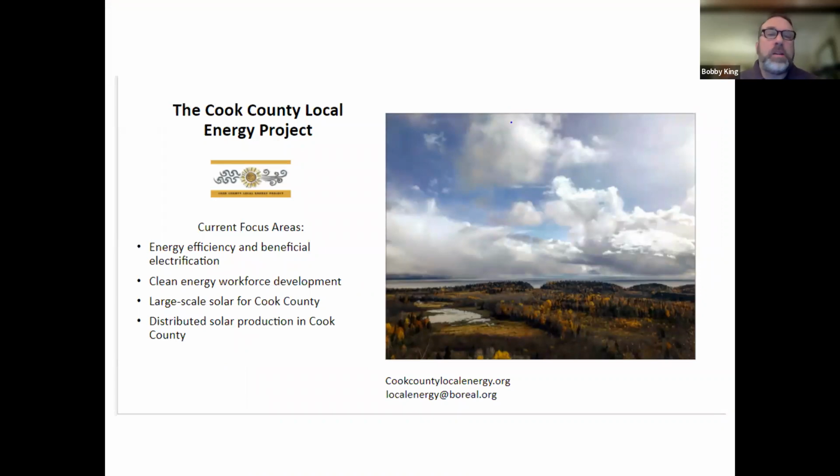And Cook County Local Energy Project, both Jesse and Kat are here from Cook County Local Energy Project. Yeah, so I'm Jessie Carlson, and I'm currently the coordinator for the Cook County Local Energy Project. But as of the end of the day tomorrow, I'm handing the baton over to Kat Mayo. She's on this call too. Kat, want to wave? Hello.